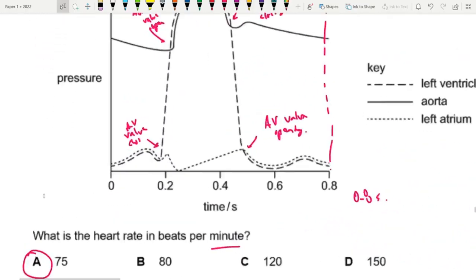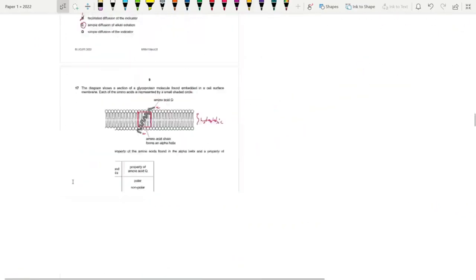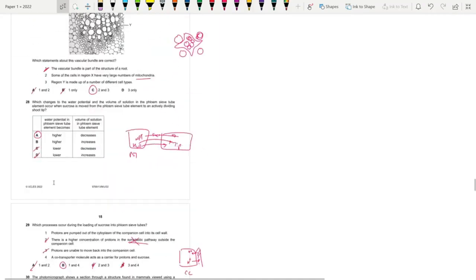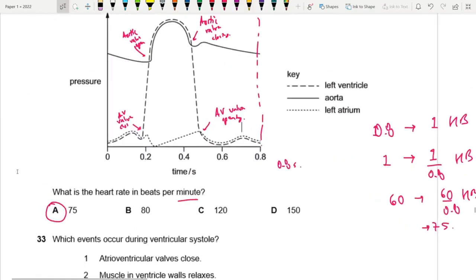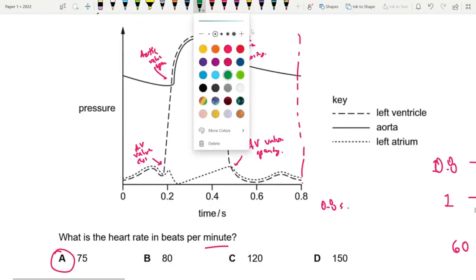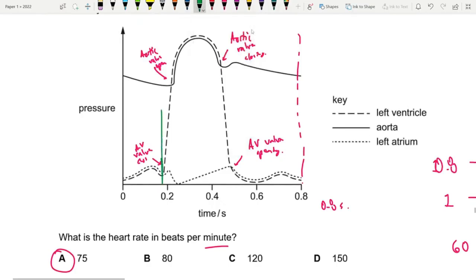So what's happening in this section, from this moment onwards to this section? The ventricle is full because it's in a closed space. In this region over here, the atria have just finished pumping blood into the ventricles. Now the ventricle is just about to contract.